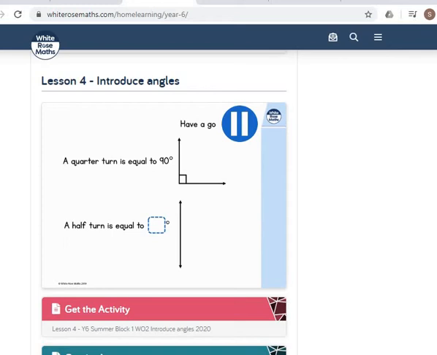Okay, how did you get on? If a quarter turn is equal to 90 degrees, a half turn is equal to how many degrees? We might think of it like we did before, where we think about how many quarter turns there are in a half turn. So there's 1, 2 quarter turns in a half turn. We've got 2 lots of 90 degrees. That times by 2 because we've got 1 right angle, 2 right angles, which is equal to 180 degrees.